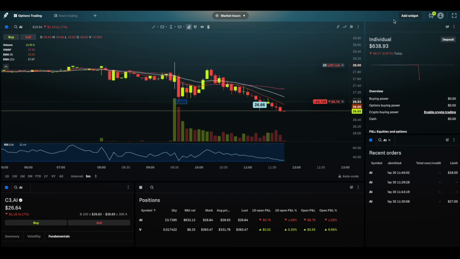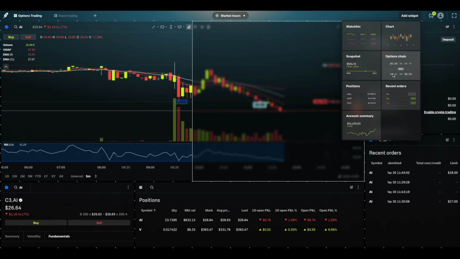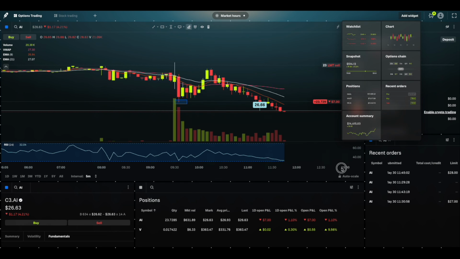The other widgets that I was looking at here, I see the snapshot, the watch list, the chart, options chain, recent orders, positions, account summary.